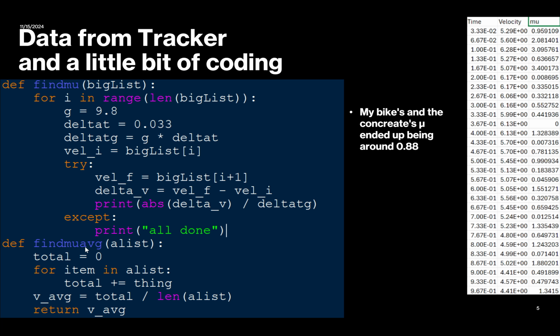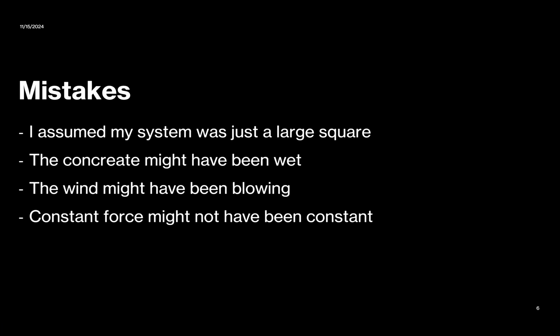Then I took all of these mu's and found the average of them, and my bike and the concrete's mu ended up being around 0.8, which is quite interesting.